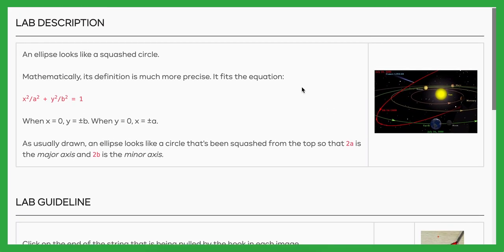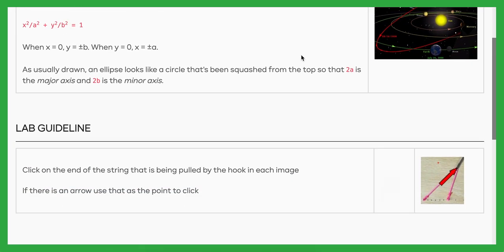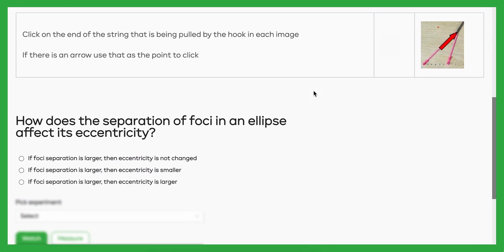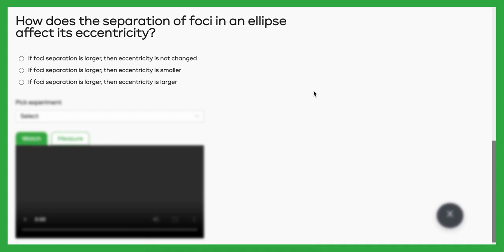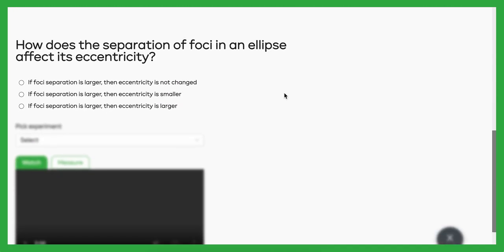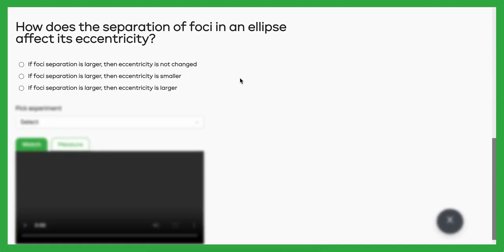So there's some information on the Explore page about this, and you have already read some information on the Engage page about this. So when you get to doing the lab, first you're going to consider this question. How does the separation of the foci in an ellipse affect its eccentricity? Those are the 2 points that the ellipse has the center of mass on, and another point, the minor foci. So it's kind of complicated.